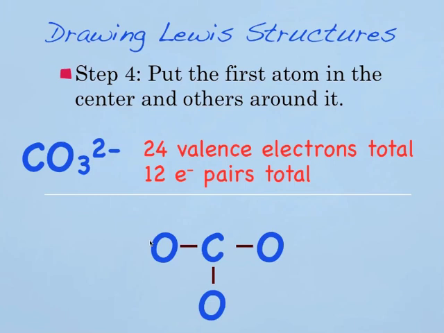Here, I also want to start with the most electronegative element, which is going to be oxygen in this case, and start filling up the rest of my electron pairs there. So far I have 1, 2, 3, 4, 5, 6 pairs, and I have 6 more to go. I'm going to put them evenly around the rest of the electronegative elements, in this case oxygen.